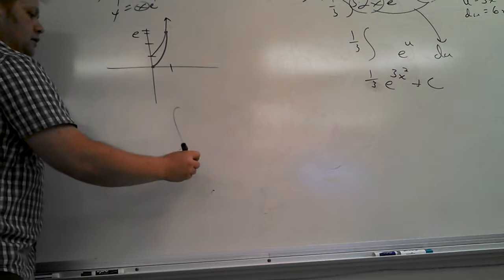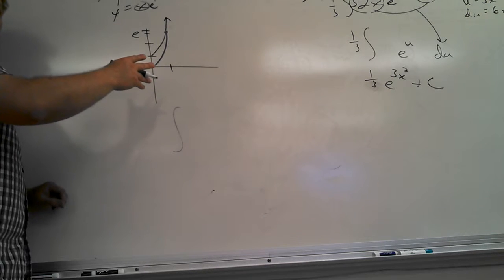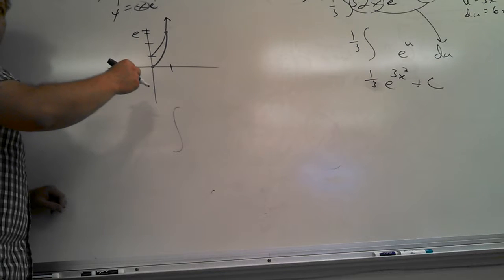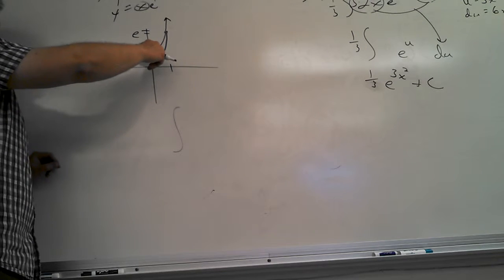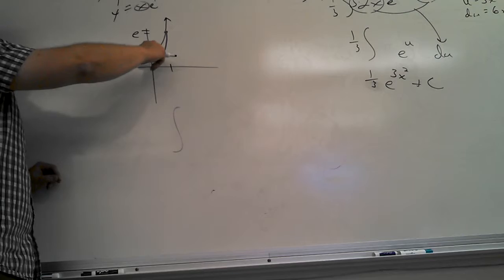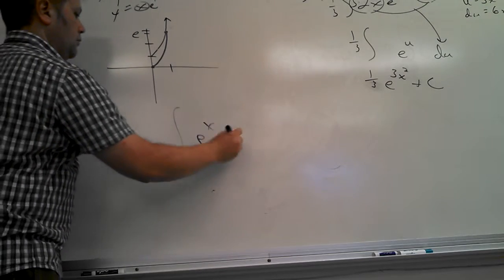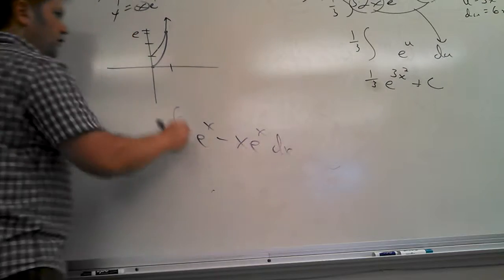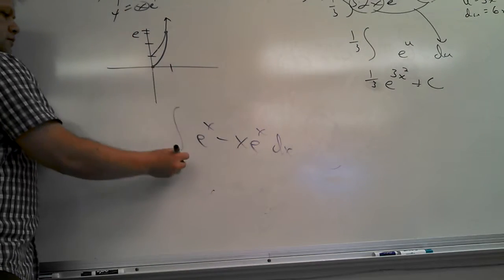So all you care about is which function is on top, and which one you're going to subtract from it. The top one is e to the x, and the bottom one is the other one. And I'm going from 0 to 1.